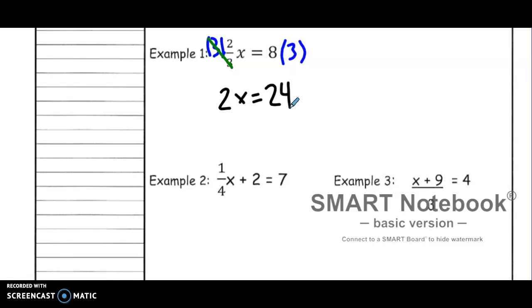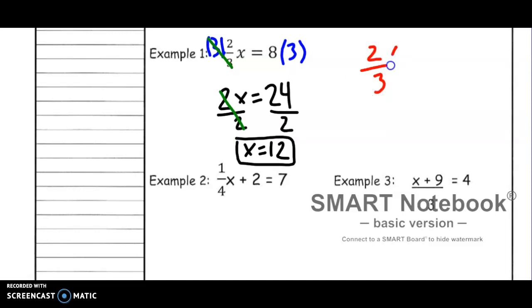From here, we know that 2 is being multiplied by some mystery number to get 24 as the answer. So working backwards, we would divide. Again, 2 over 2 would cancel, and we would be left with x equals 12. 24 divided by 2 is 12. Now you can check this. If you go into your calculator and type in 2/3 times 12 and hit enter, you would see that you do get 8, which was what the original question was. So that's how you could check it.